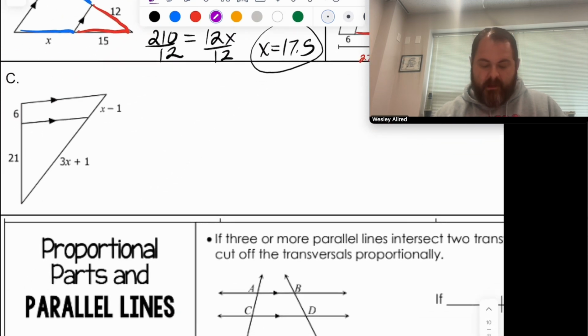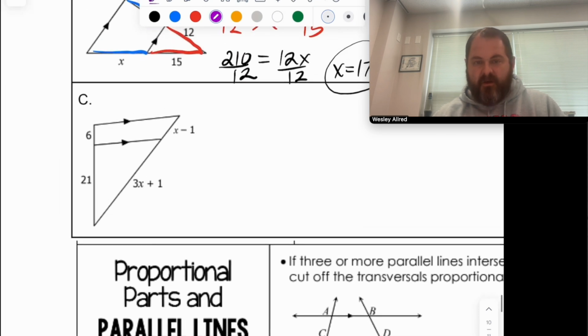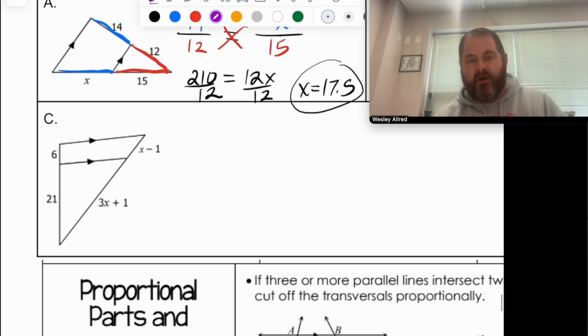Okay. If you would like to try the next one on your own, you can try and set that up. I will show you what the answer is here in a moment. So pause the video here and try and work out part C on your own. Otherwise, this is what we should get.